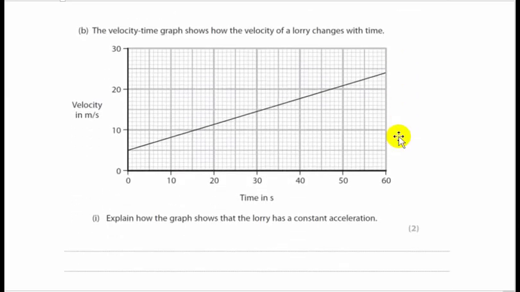Now, question number B. The velocity time graph shows how the velocity of a lorry changes with time. Explain how the graph shows that the lorry has a constant acceleration.